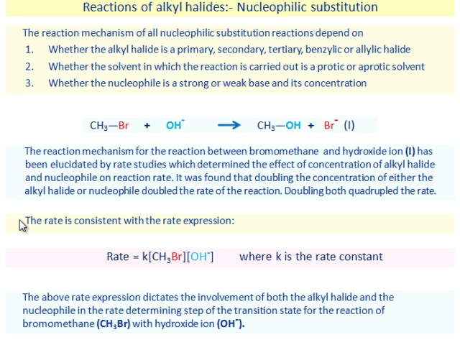The rate is consistent with the rate expression: rate is equal to k multiplied by the concentration of bromomethane multiplied by the concentration of hydroxide ion, where k is the rate constant. The above rate expression dictates the involvement of both the alkyl halide and the nucleophile in the rate determining step of the transition state for the reaction of bromomethane with hydroxide ion.